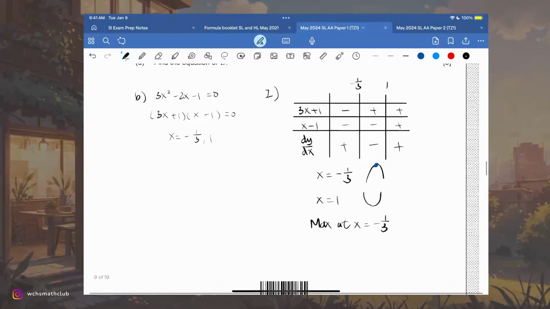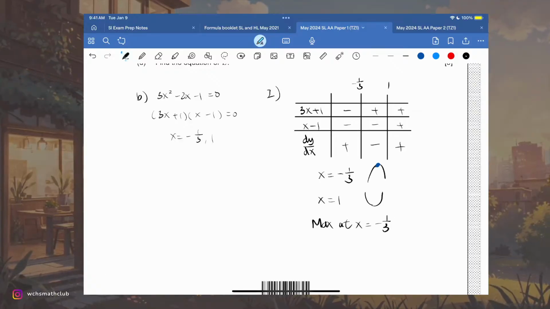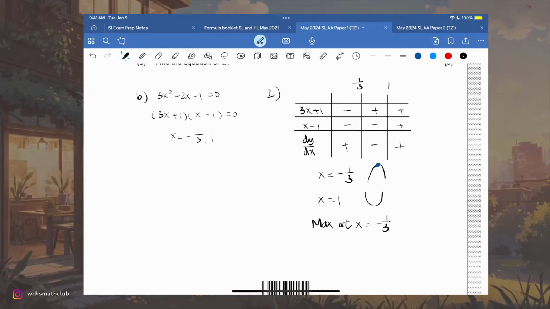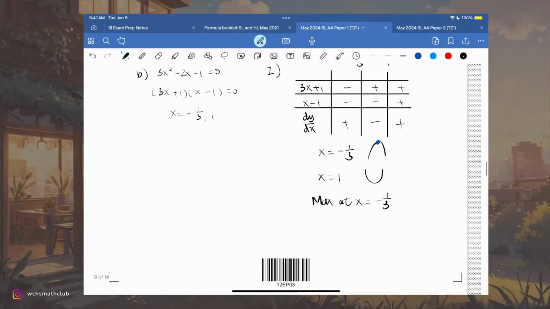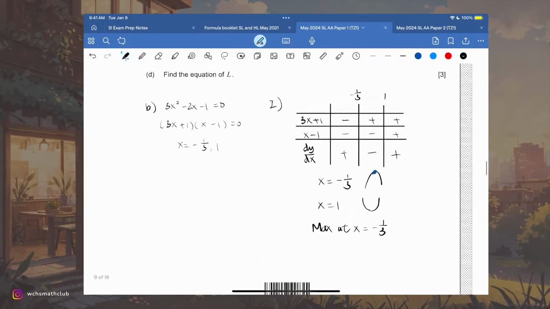And it asks us to find the coordinates of A, not just the x value of A. This means we have to plug in this x value back to the original equation to get the y value. Make sure here you plug it into the original equation, not this equation, because if you plug it into the first derivative, it will give you a value of 0, which is not actually the y coordinate of this point A. So plug in x equals negative 1 over 3 back into the equation for y.